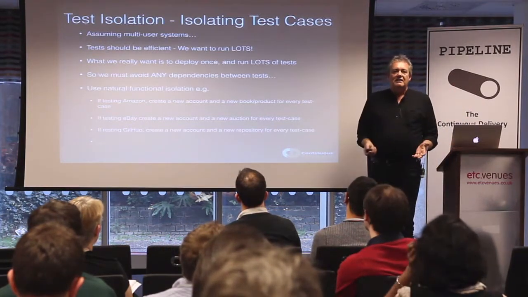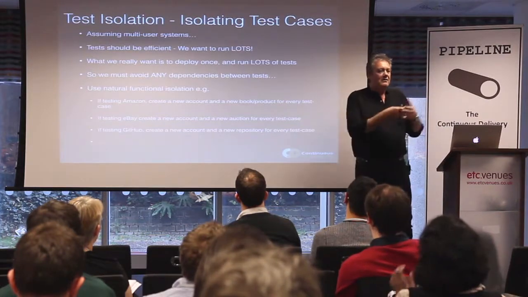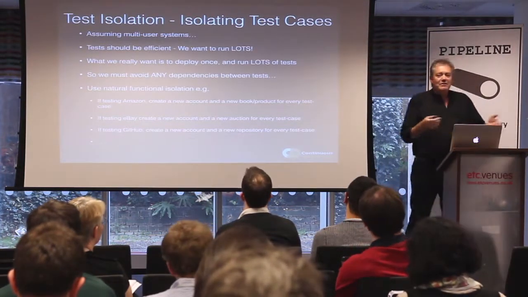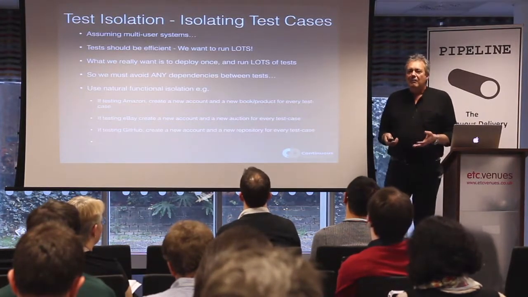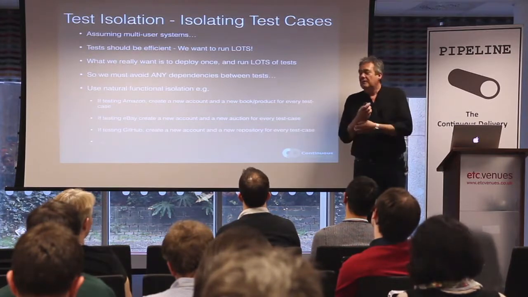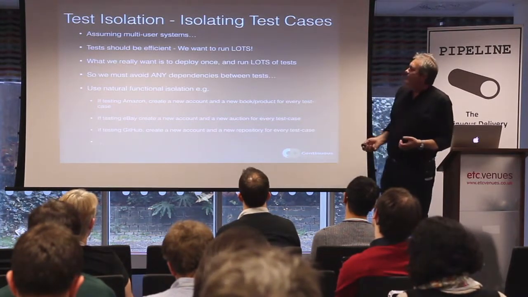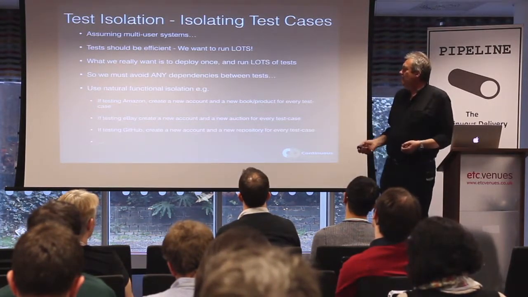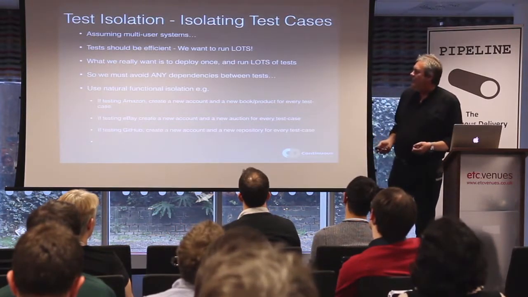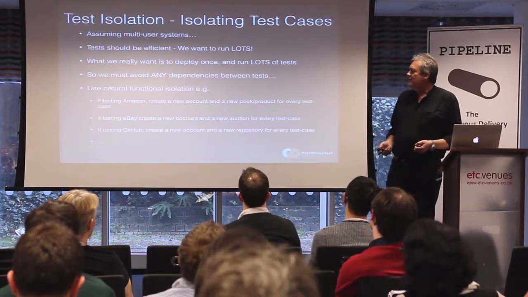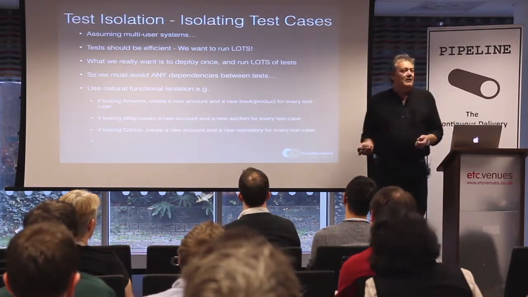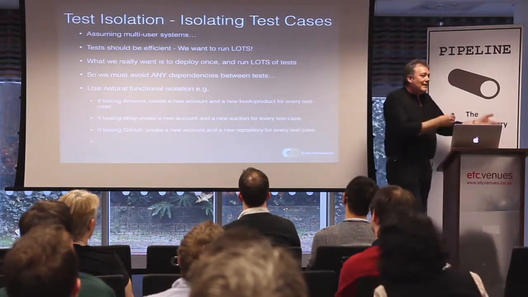A great way of doing this is using functional isolation. So you look within your own problem domain and identify the boundaries within your problem domain that make sense and carve up your tests along those lines. So if you're testing Amazon, create a new account and a new book every time that you want to run a test. If you're testing eBay, create a new account and a new auction every time you're running a test. If you're testing GitHub, create a new account and a new repository every time you run a test. That gives you the isolation.